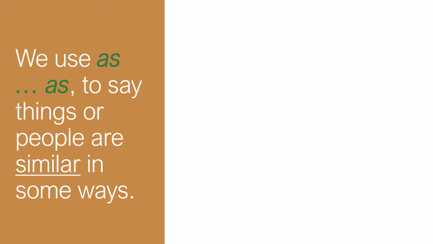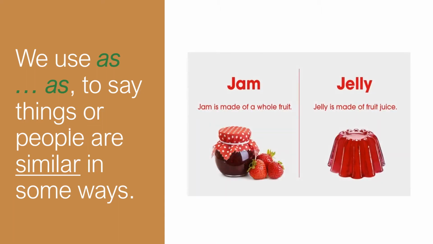Okay, now we are going to use it with similarities. For example, jam and jelly. Jam is made of a whole fruit and jelly is made of fruit juice. Both are made from fruit. Both are red. Our sentence will be: jam is as red as jelly.